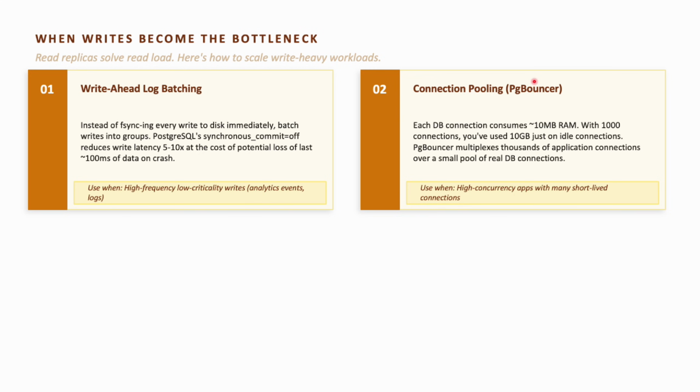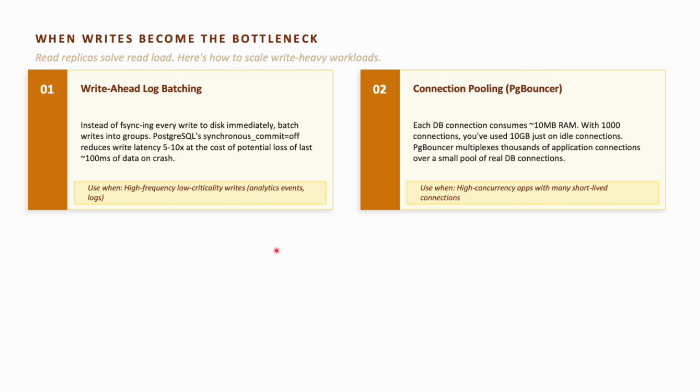So tools like PgBouncer can be used, and PgBouncer sits in front of the database and multiplexes thousands of application connections over a small pool of real connections, let's say 100 or 200. So this dramatically reduces memory pressure and allows you to handle far more concurrent users.